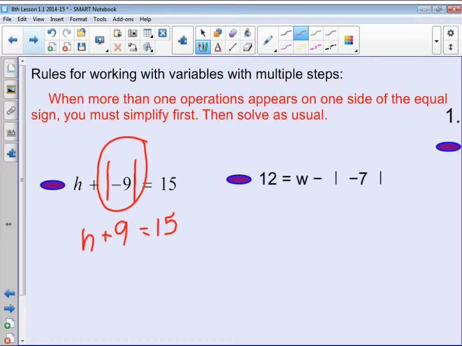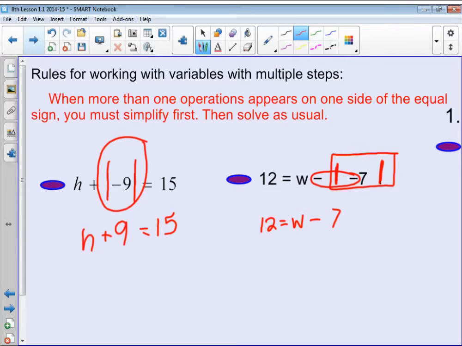On the second one, we've got 12 equals W minus, let's solve this. Absolutely how far is -7 from 0? Well, that would be 7 places. And in this case, I don't get to combine these like I did in that previous problem. Because of this absolute value bar, I have to simplify that first.